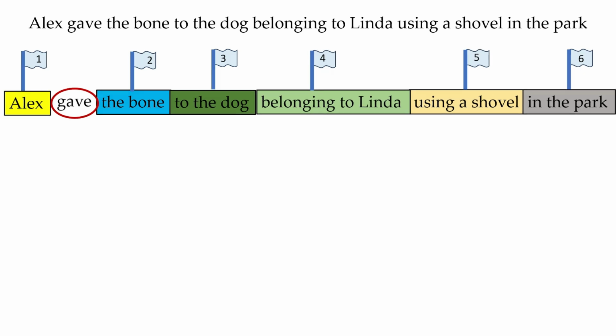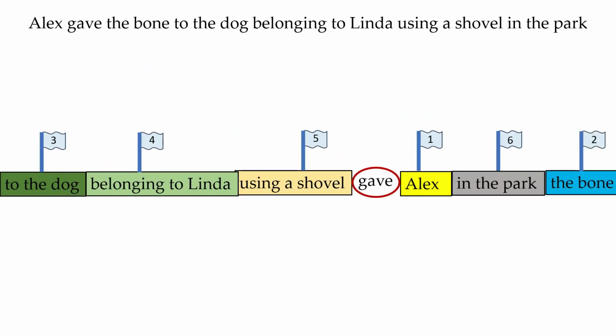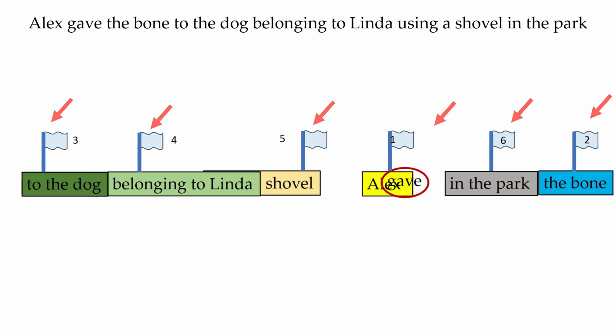So if I were to do this, to the dog belonging to Linda, using a shovel, gave Alex in the park the bone, or even like this, sorry, I forgot. So these are all the little tags. The red markers are all the little tags on it. Now, what if I did this?